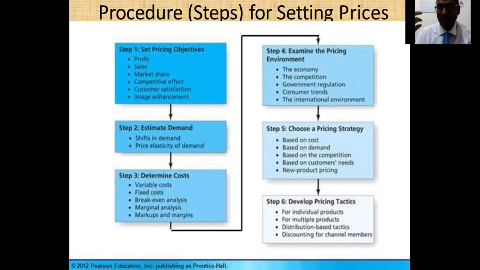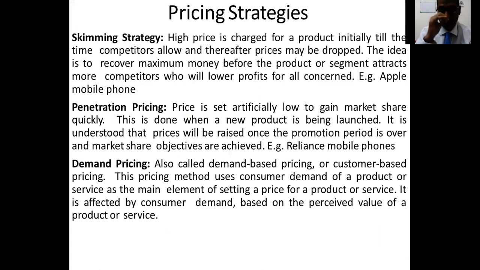And fourth step is examine the pricing environment, that is the economy, competition, government regulation, consumer trends, etc. And step five is choosing the price strategy, whether we are going to price based on the cost or demand or competition or customer needs or new product pricing. The last step is developing price tactics for individual products, or multiple product or distribution based tactics, and discounting for channel members. How much discount we are going to give for our distributors, channel members.